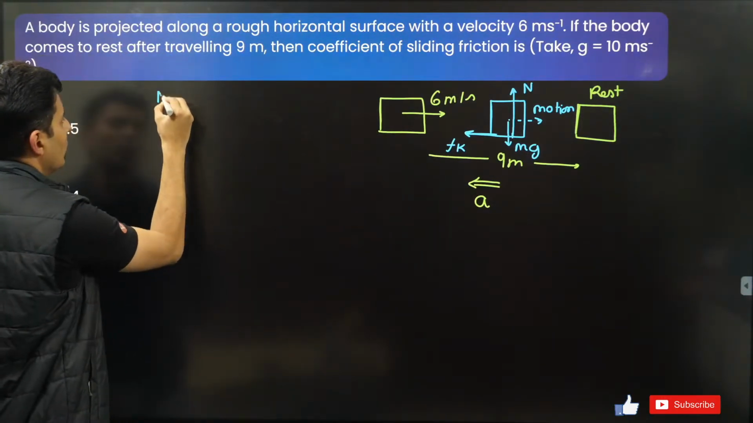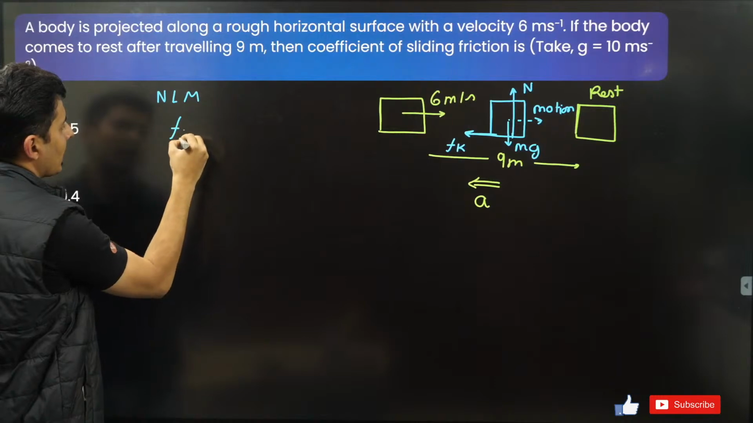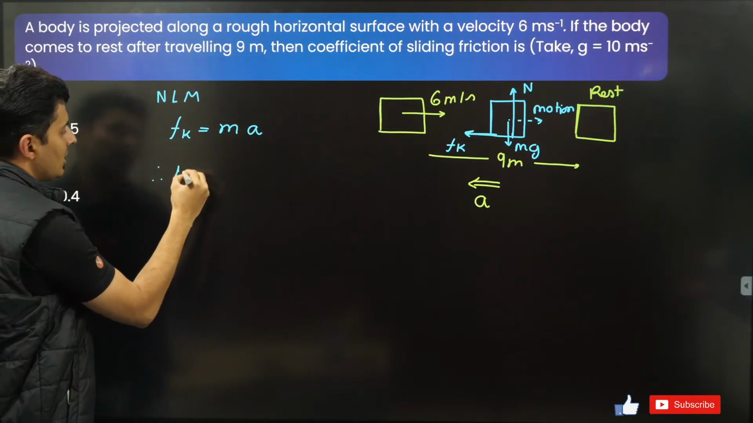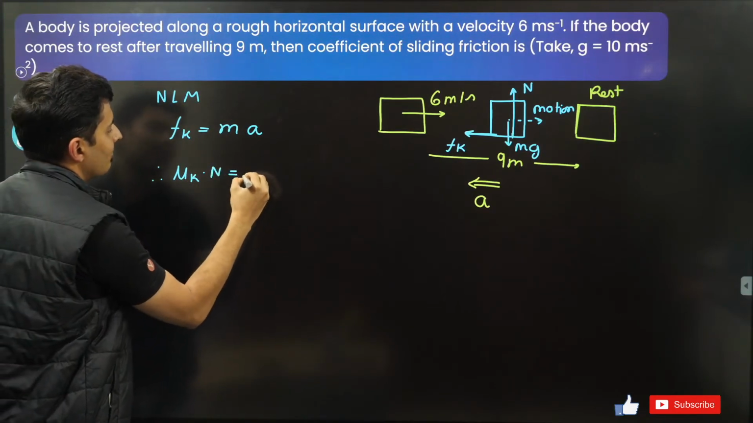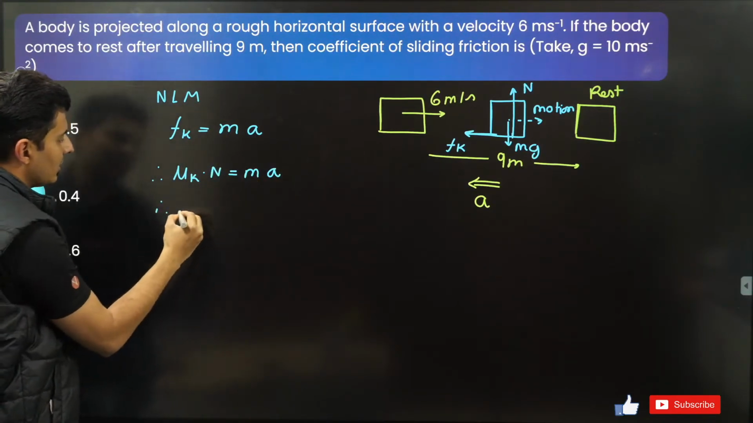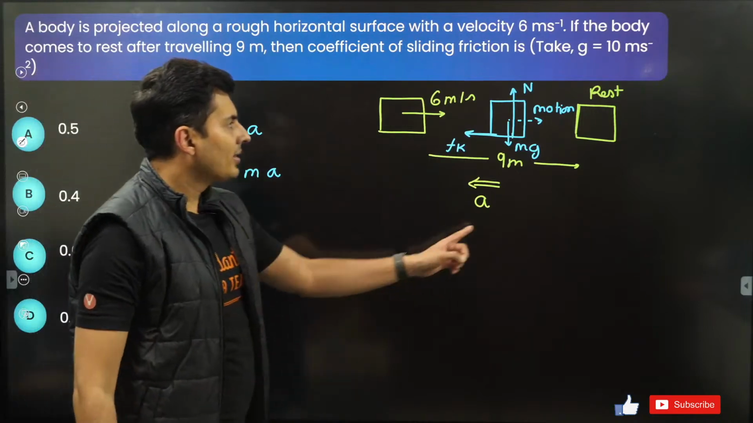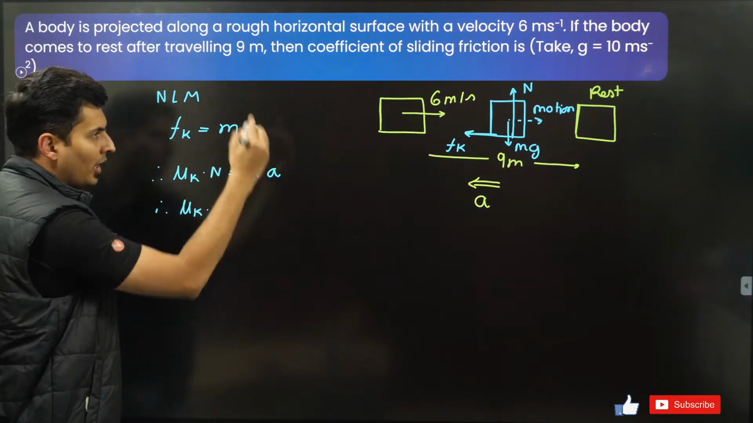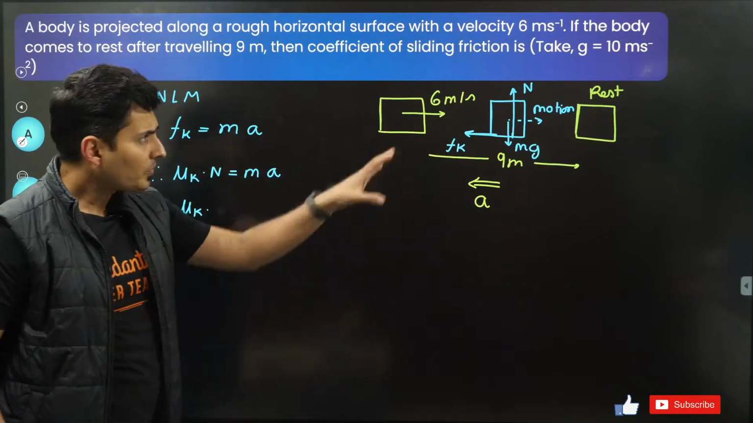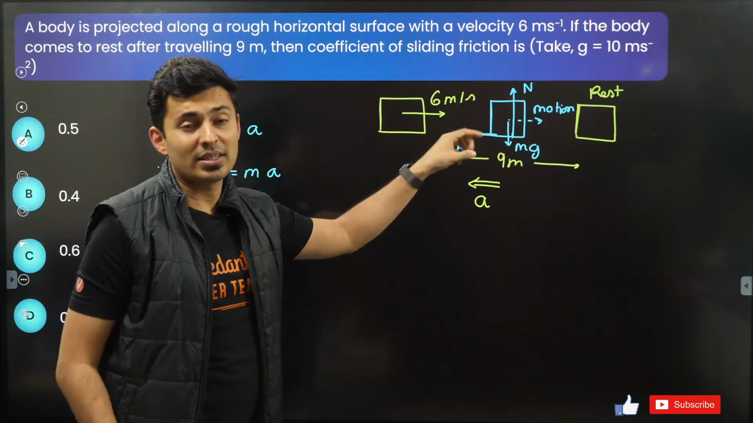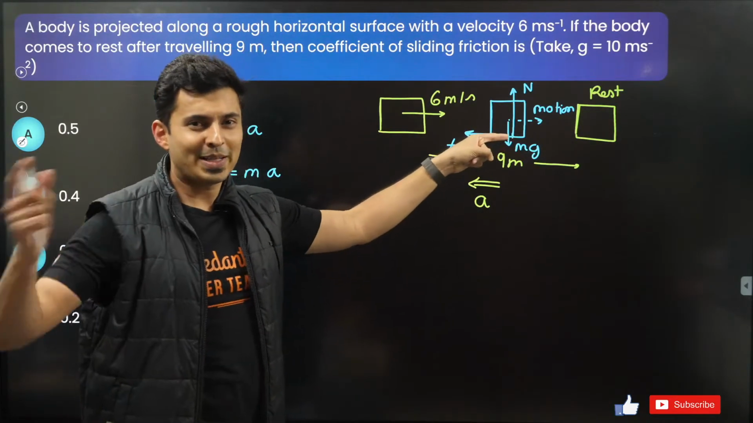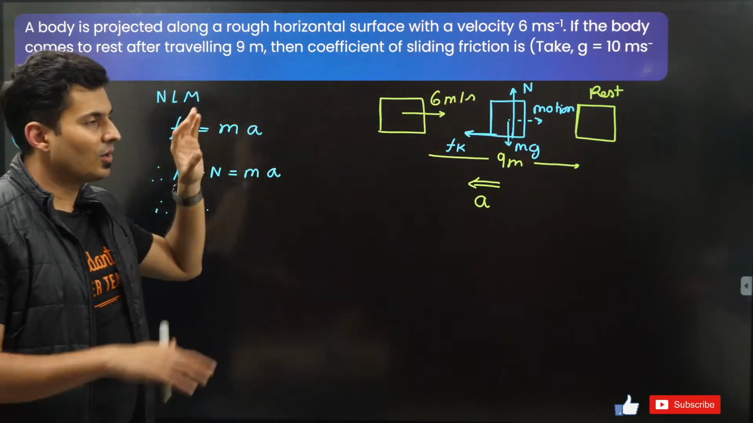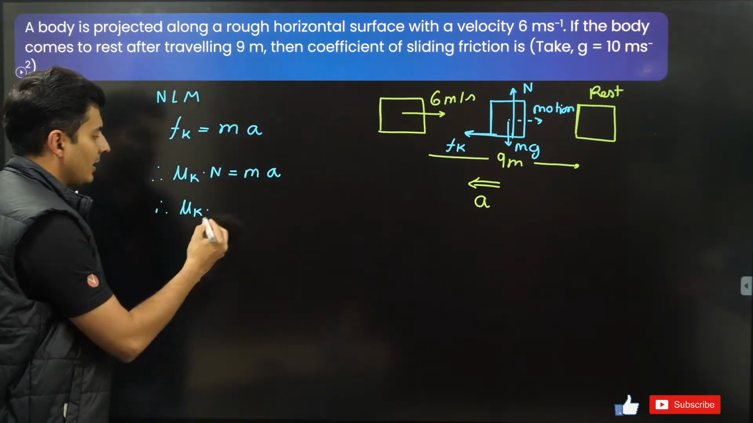So using Newton's laws of motion, the kinetic friction is mass into acceleration. Kinetic friction is mu k into normal, which is equal to mass into acceleration. The normal force on this body will be numerically equal to mg, which is the weight, correct? Because upward and downward force cancel each other. This process of showing the forces is called FBD, free body diagram. I've explained that to you in the previous lecture. So make sure, in case you have missed it, watch that class, in case you are not so well versed with FBDs and Newton's laws.